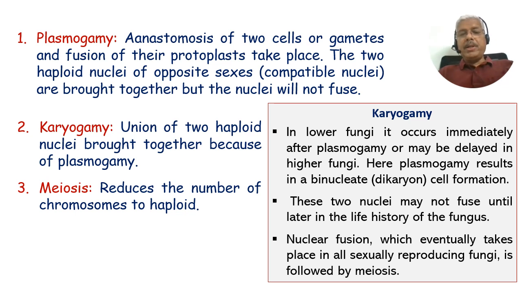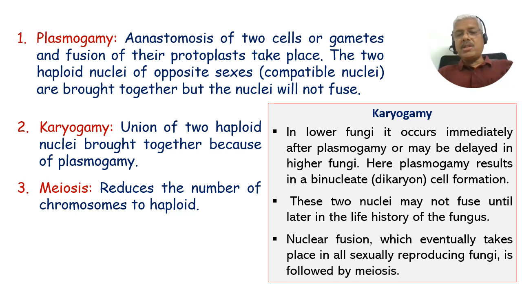During karyogamy, this stage follows immediately after the plasmogamy in many of the lower fungi, or may be delayed in higher fungi. In higher fungi, plasmogamy results in a binucleate cell containing one nucleus from each cell. Such a pair of nuclei is called a dikaryon.